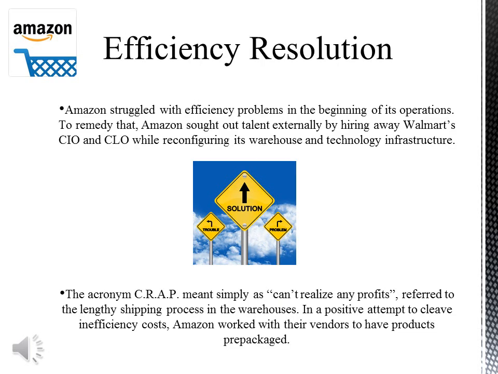Amazon struggled with efficiency problems in the beginning of its operations. To remedy that, Amazon sought out talent externally by hiring away Walmart's CIO and CLO while reconfiguring its warehouse and technology infrastructure. The acronym CRAP, meant simply as can't realize any profits, referred to the lengthy shipping process in the warehouses. In a positive attempt to cut inefficiency costs, Amazon worked with their vendors to have products pre-packaged.